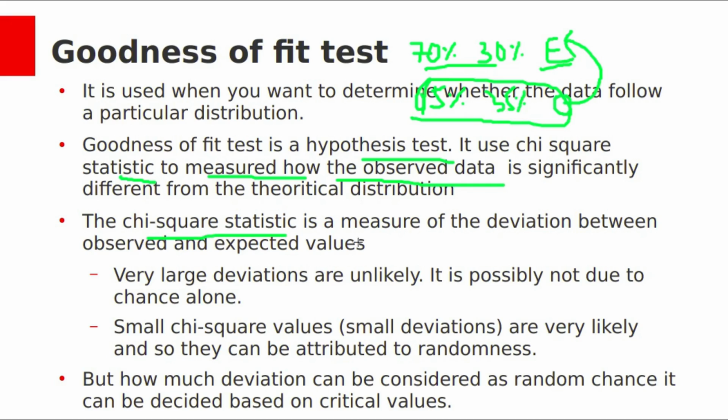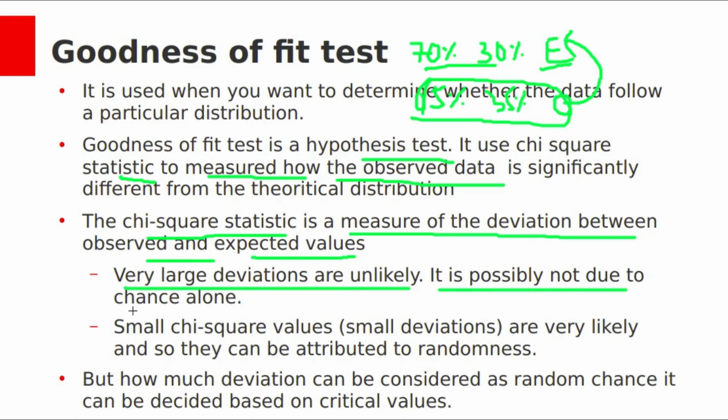Chi-square statistic is a measure of deviation between observed and expected values. Very large deviations are unlikely. It is possibly not due to random chance. Means if you have a very large deviation between the expected and the observation, this large deviation may not be caused by just random chance, but there might be some factors affecting that.